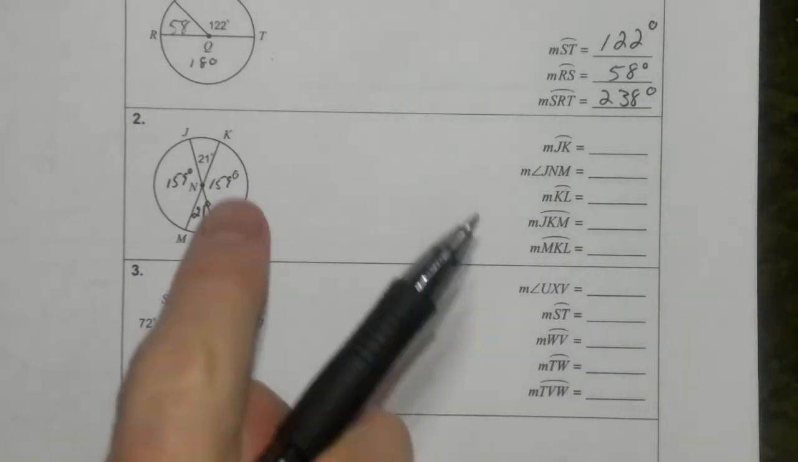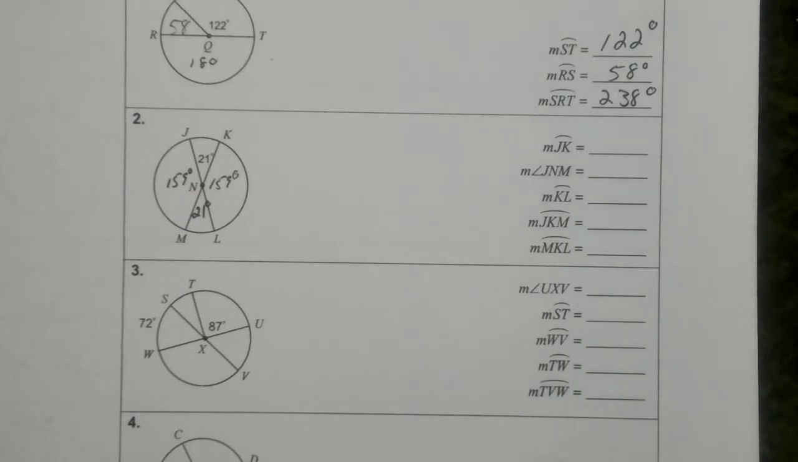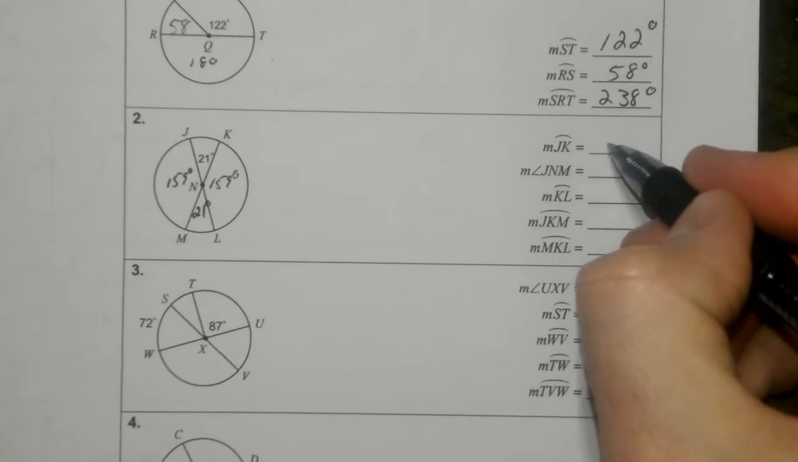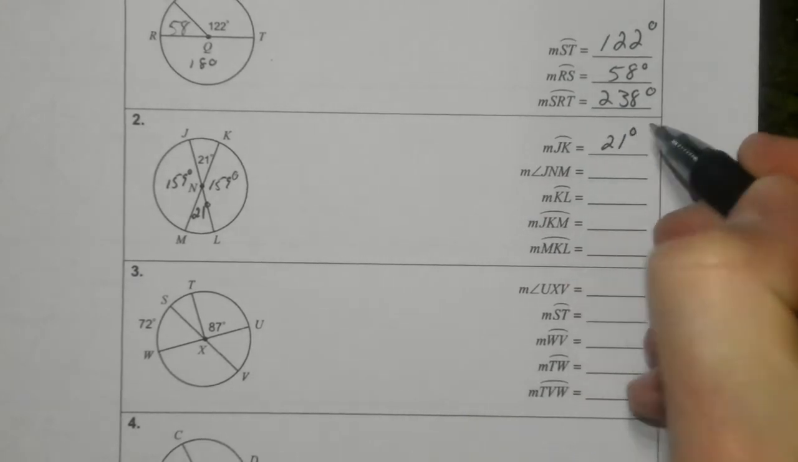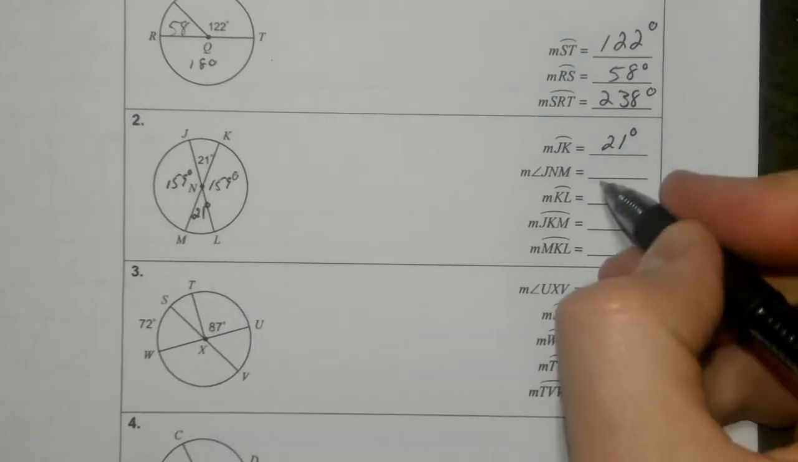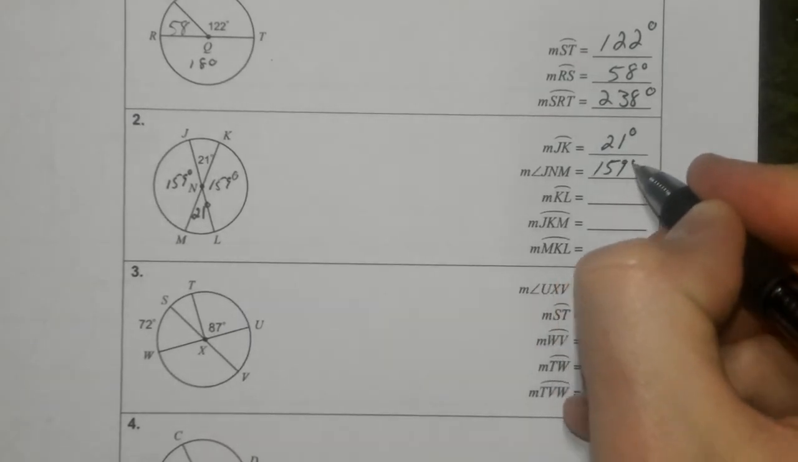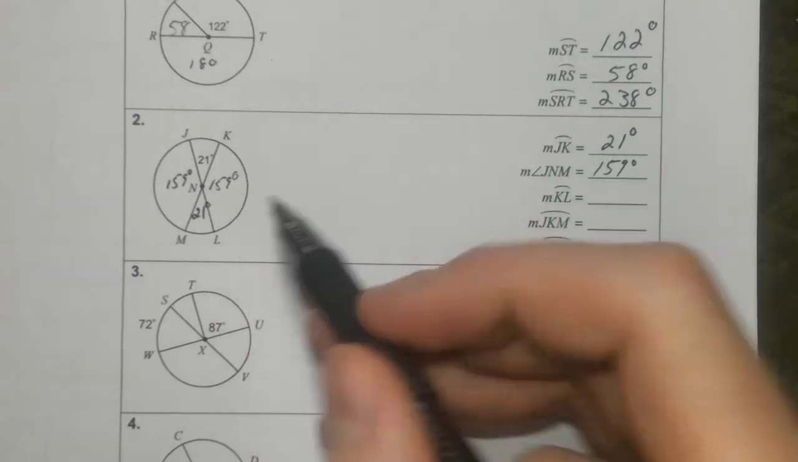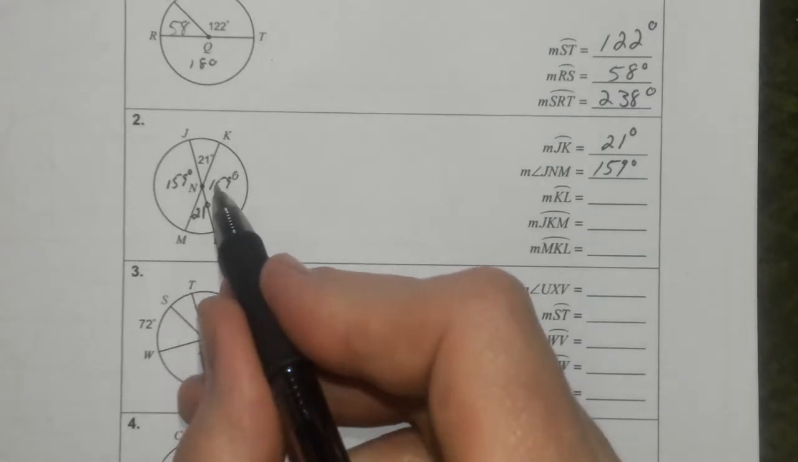Now that I have that settled, I'll go through here and answer the questions. Arc JK has to be 21 because that angle is 21. Angle JNM, we decided, has to be 159. Arc KL would also be 159 because this angle is 159.